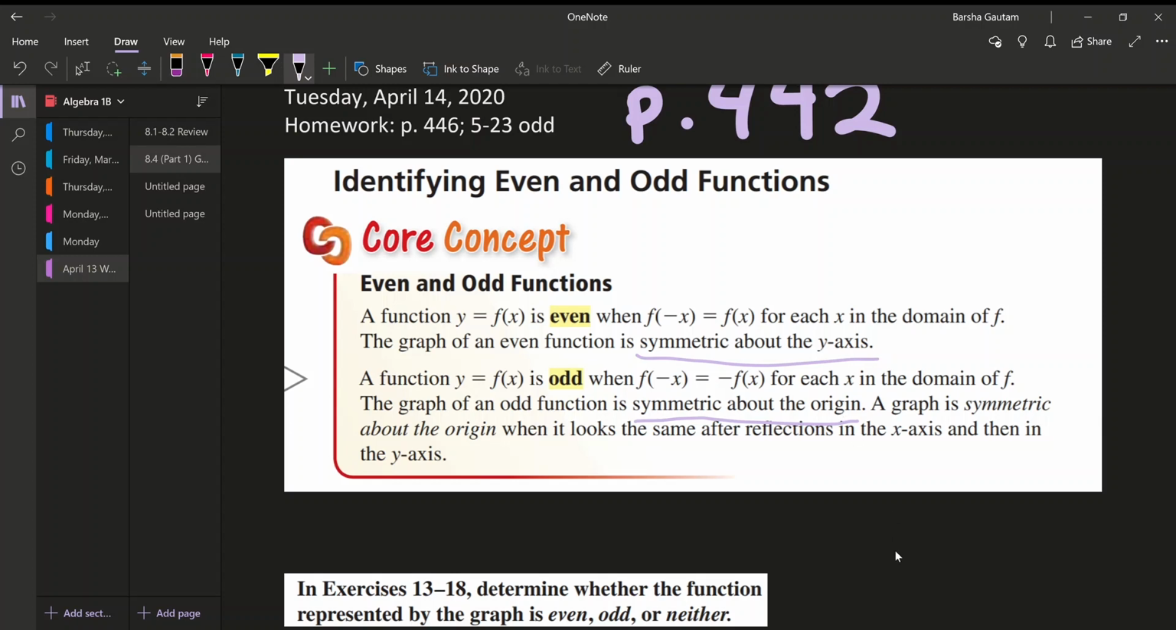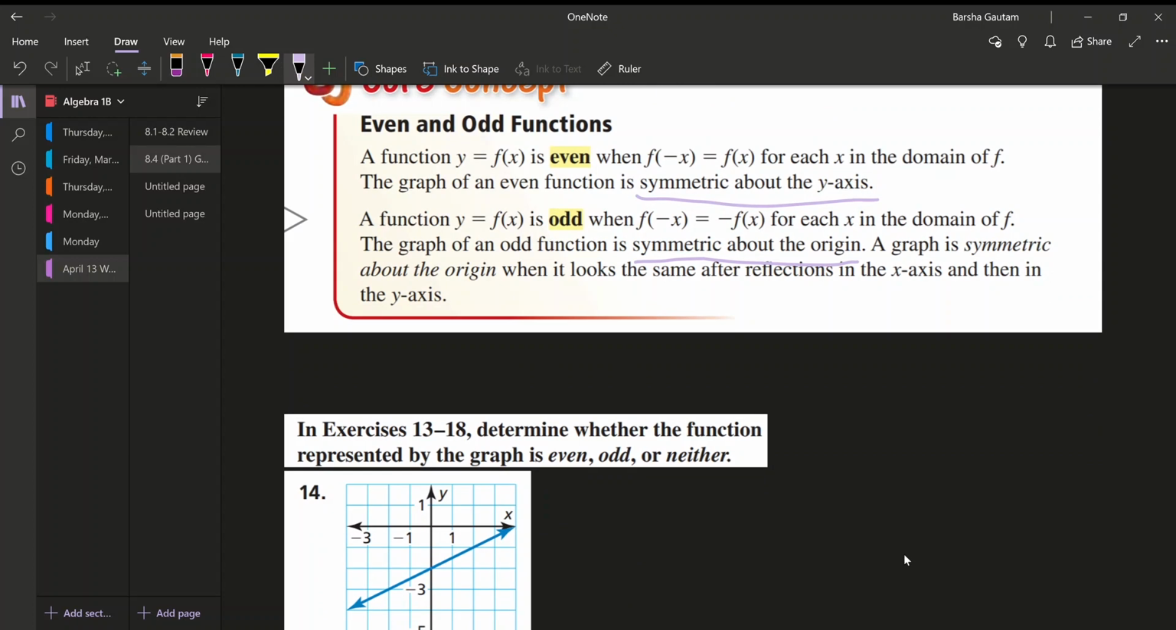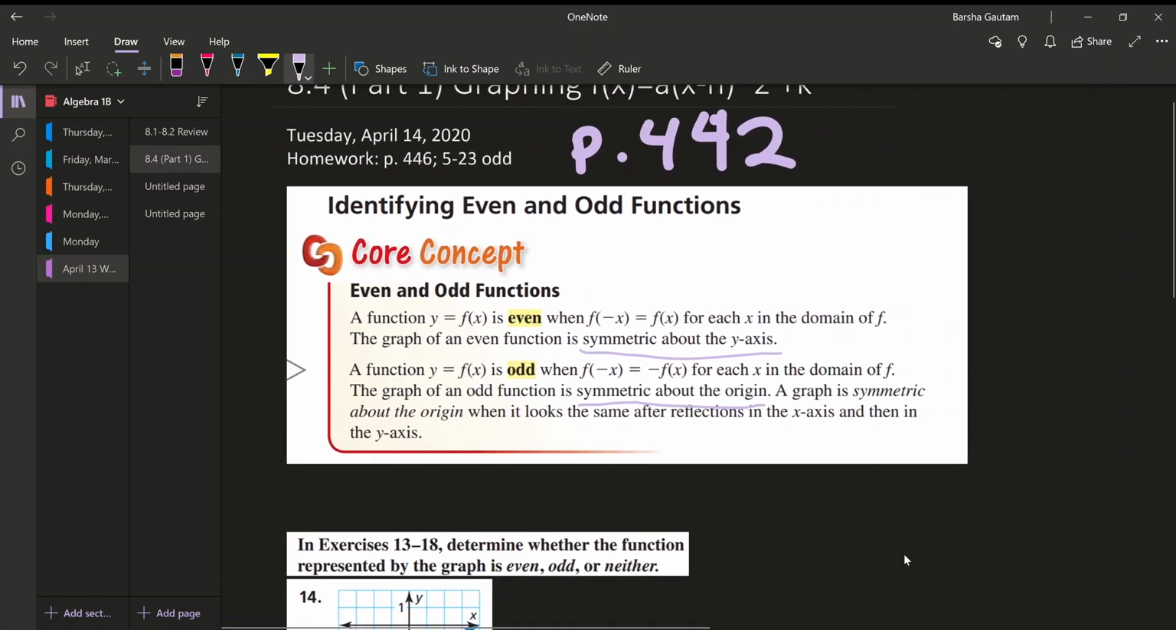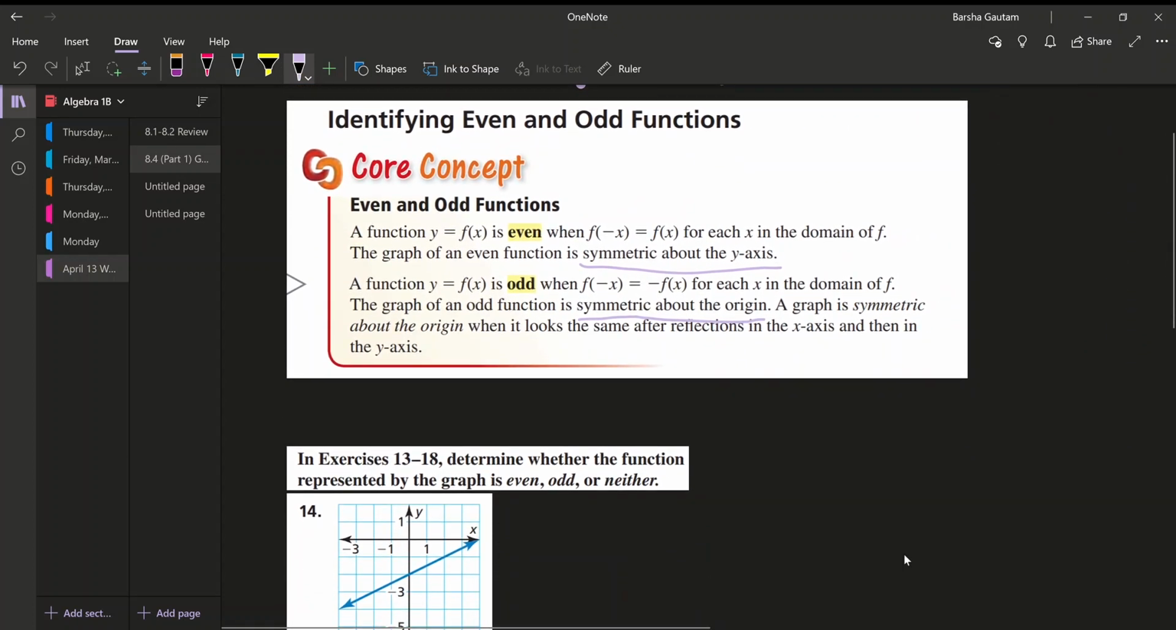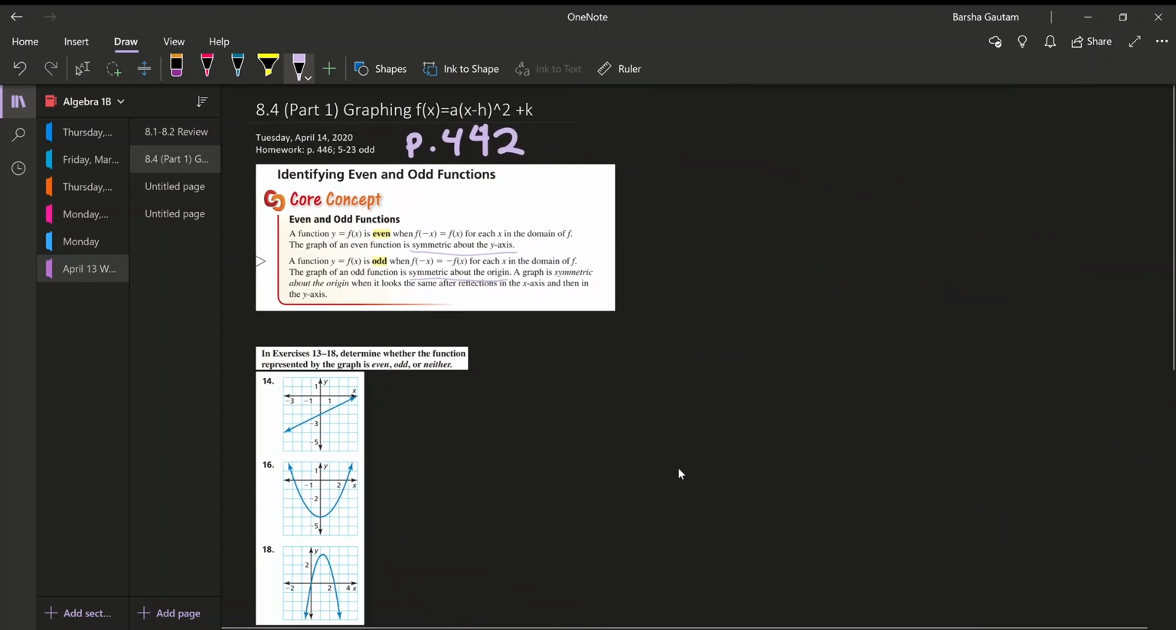Alright, so since this is a little confusing, we're going to start off by trying to look at a graph and figure out whether it represents an even, odd, or neither function. Alright, so keep these definitions in mind. It might help to write them down. So I would highly recommend writing it down before we start this. So pause the video and write it down. So let's look at the first one.